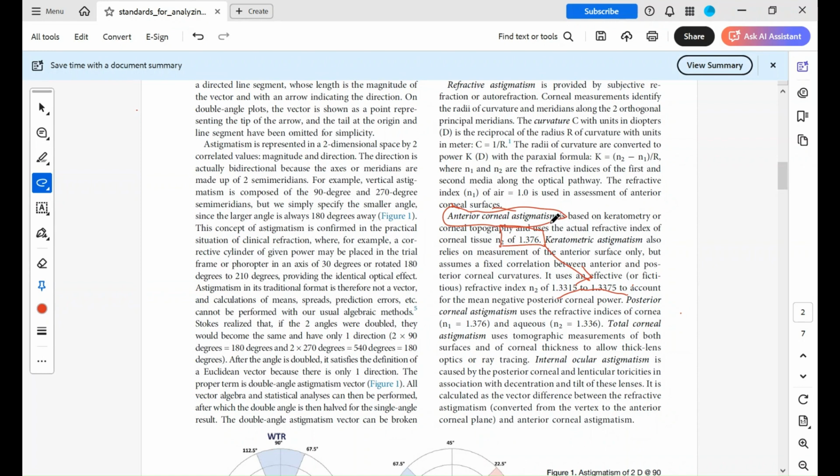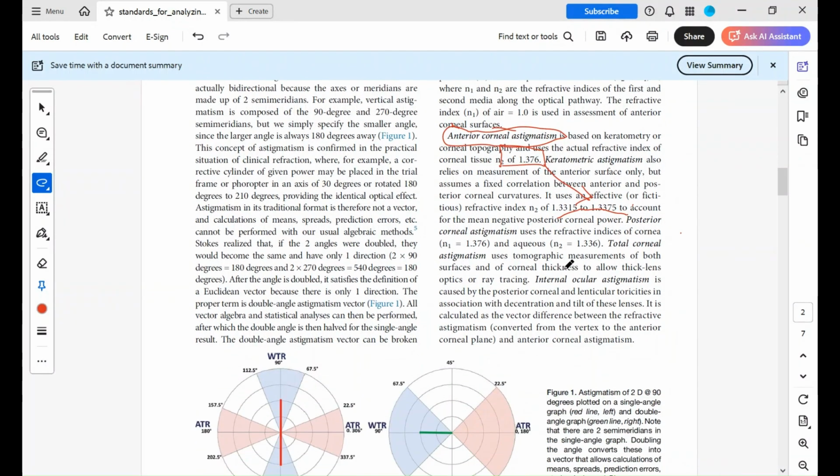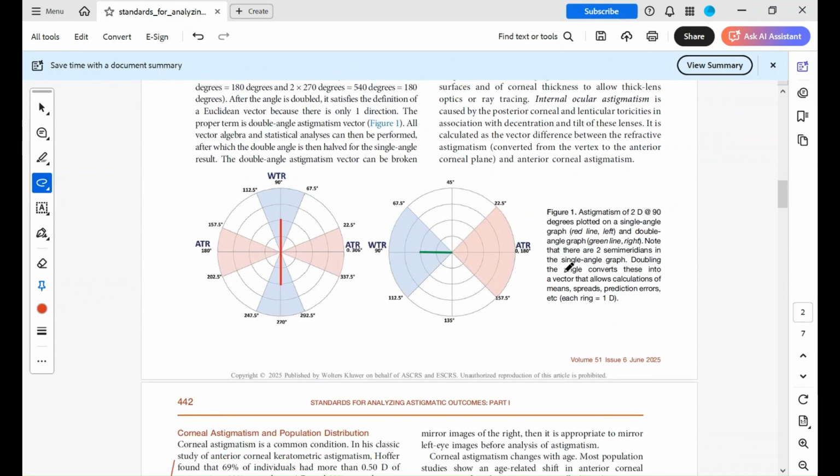They only measure the anterior corneal power, but give you a total corneal power for the patient by cheating a little bit, by employing the 1.3375 keratometric refractive index rather than using the 1.376, which is the cornea's true refractive index, right? So that is something that has to be borne in mind.